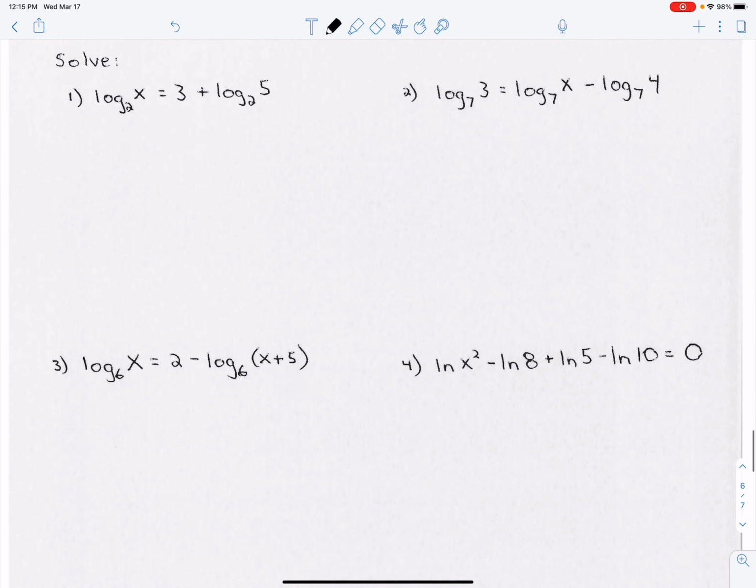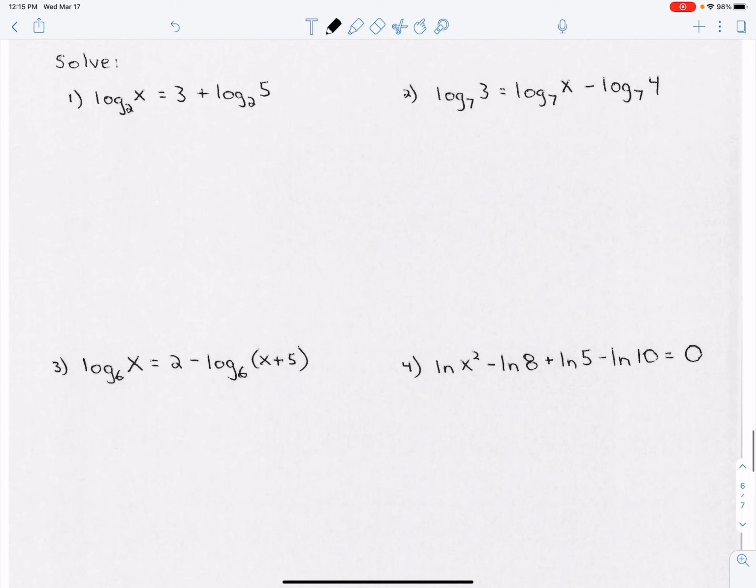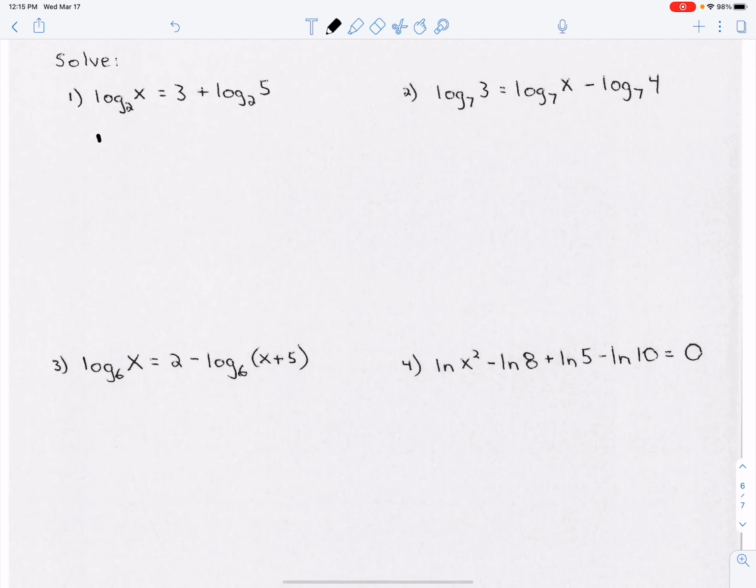Okay, let's take a look at some examples. Again, you should try these on your own before you watch me do them. Turn this off if you haven't done them yourself yet. Okay, so I assume you've tried these on your own. This is the case where we have logs and non-logs. So we're going to put all the logs on one side. Okay, let's simplify with the log rules.